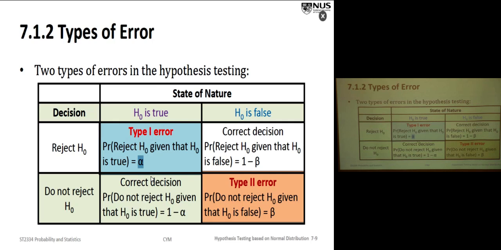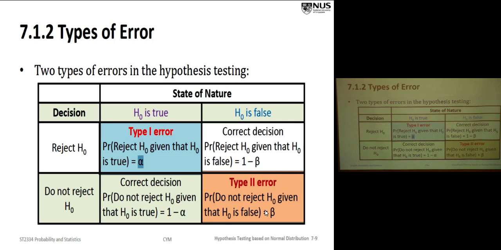The other scenario where you make an error is you do not reject the null hypothesis, but actually the null hypothesis is false. This is called a type 2 error, and associated with the type 2 error is this parameter beta, which we're going to define in a moment, associated with the probability that you do not reject the null hypothesis given that the null hypothesis is false. So those are the two types of error that you get in this procedure.